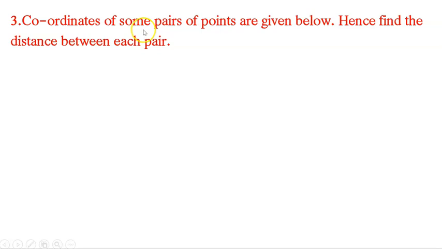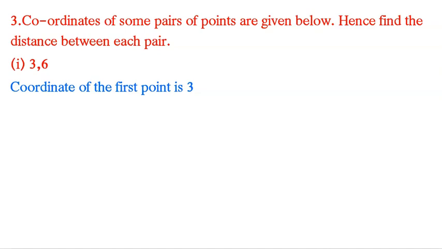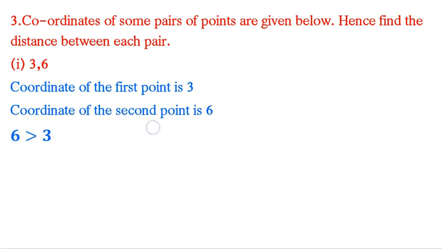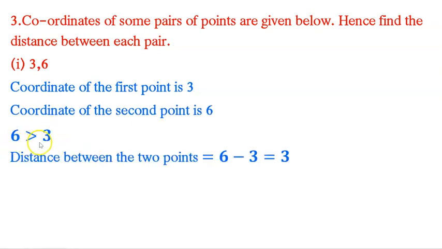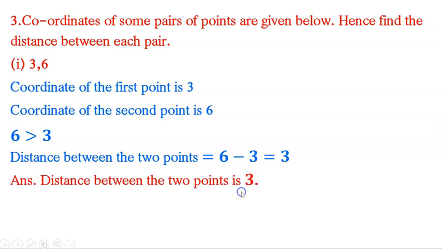Now the next. Coordinates of some pairs of points are given below. Hence find the distance between each pair. The first is 3, 6. Coordinate of the first point is 3. Coordinate of the second point is 6. 6 is greater than 3. Therefore, the distance between the 2 points is equal to 6 minus 3, which is equal to 3. Distance between the 2 points is 3.